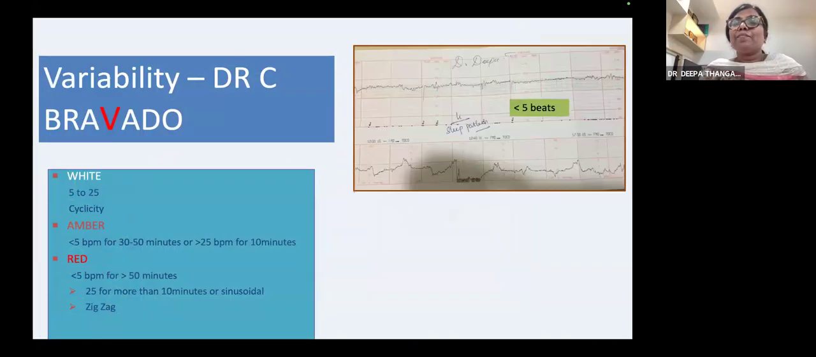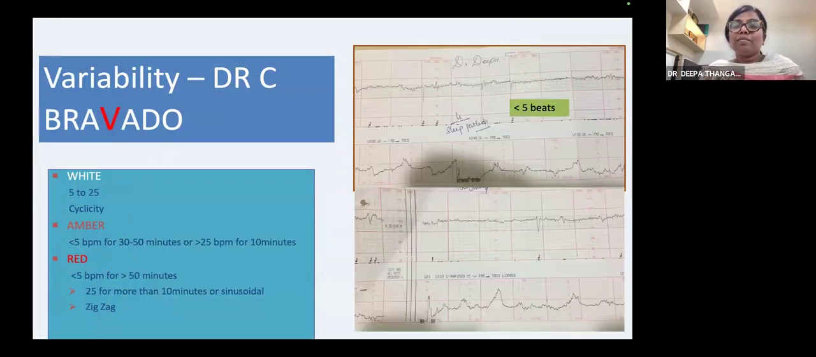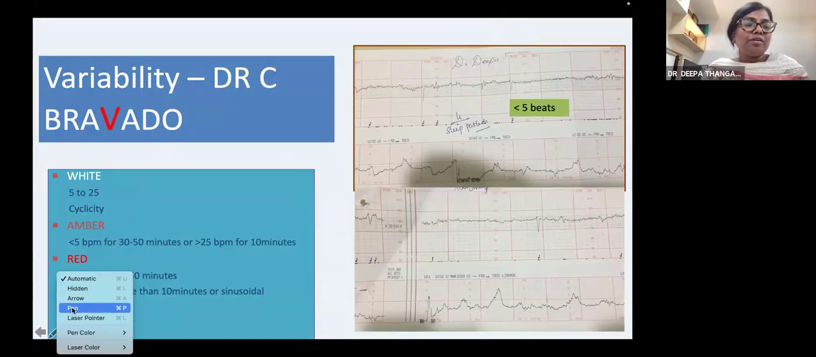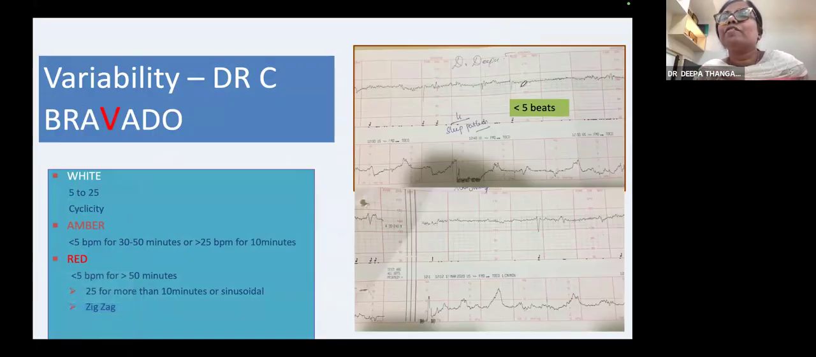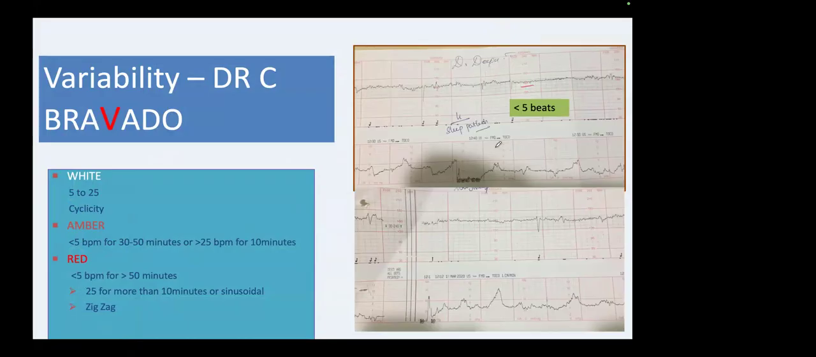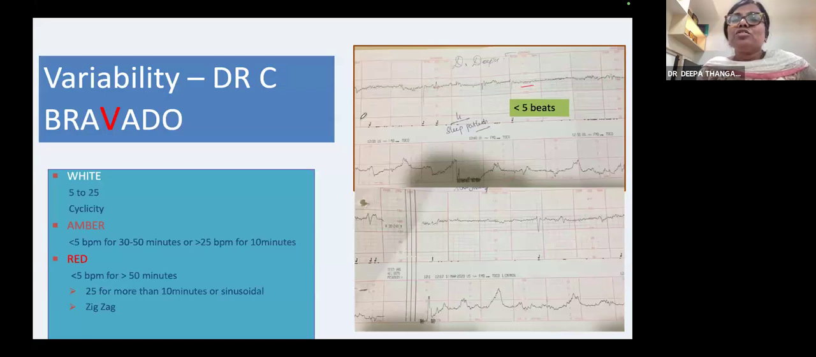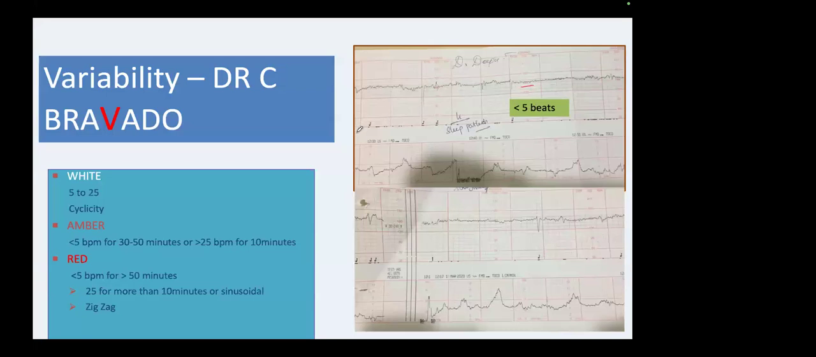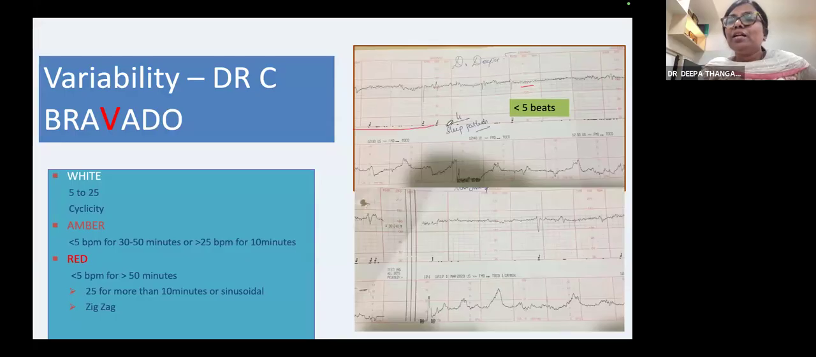Okay, so what does this CTG paper say? Just concentrate only on the variability. Do not concentrate on the contractions or baseline. The baseline here is about 150 beats per minute. Variability is 3 beats, which is less than 5 beats. This goes on for 9 minutes, 18 minutes, and almost 30 minutes, 27 minutes the same, less than 5 beats.